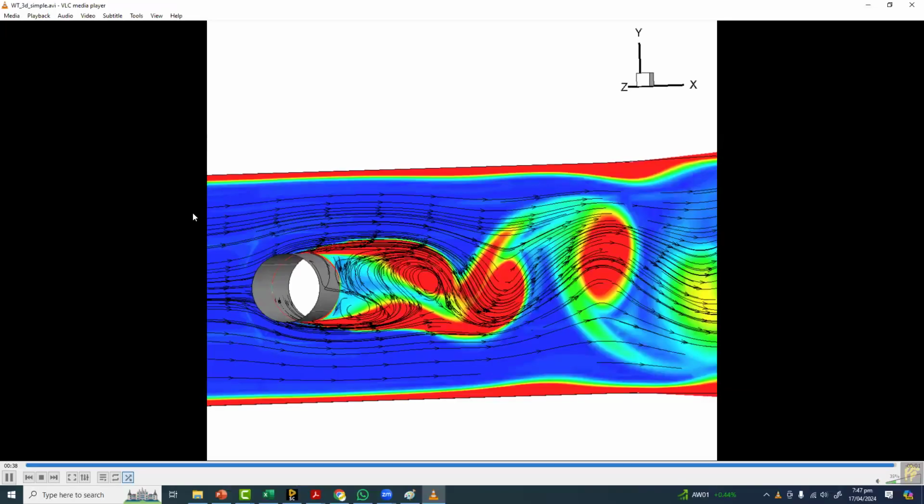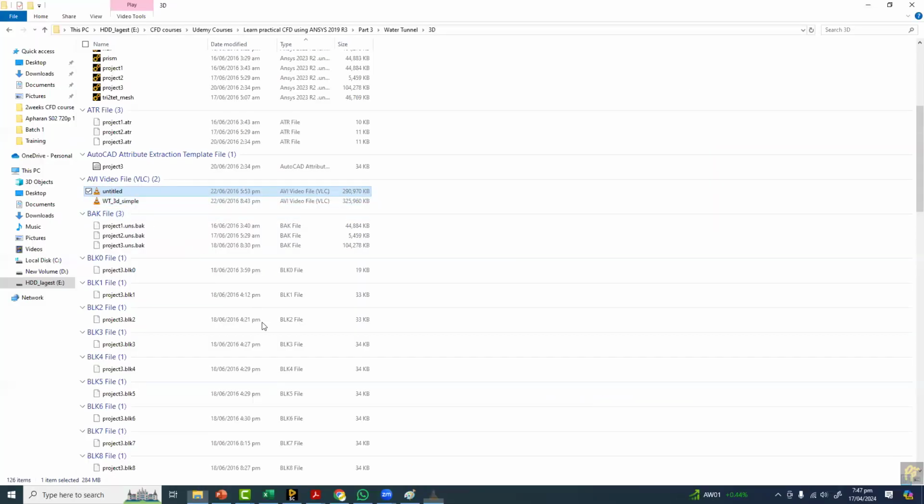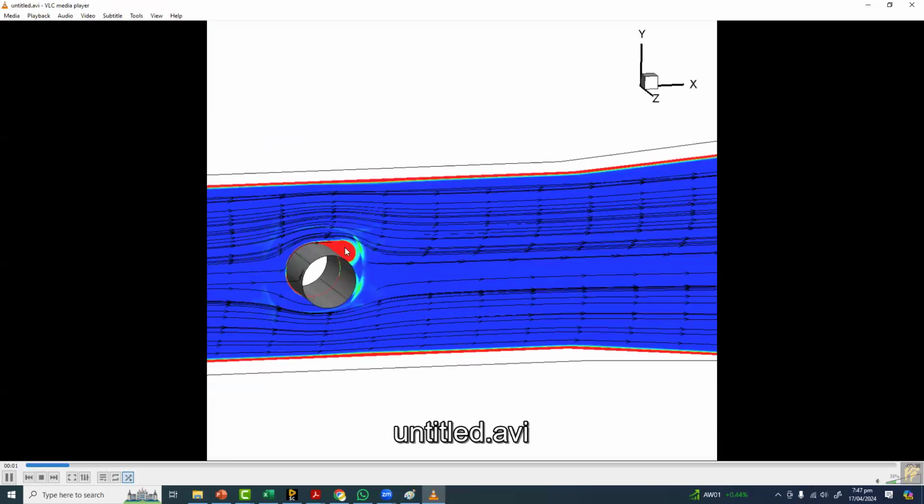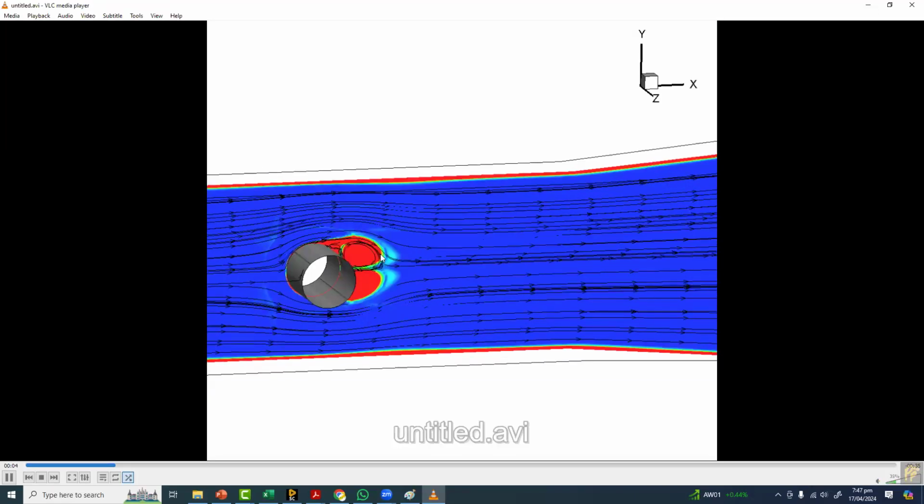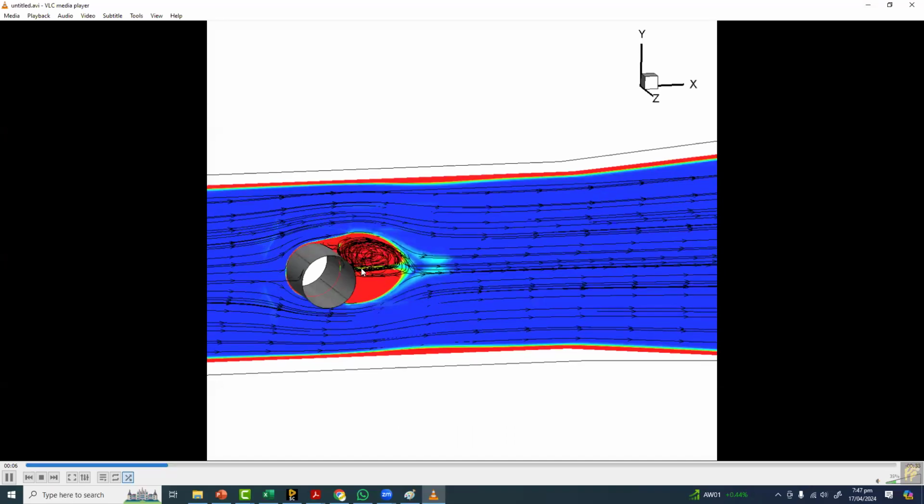Okay, I can show you another simulation. Yes, this is with the vortex also enabled. The flow is establishing. Now you can see the flow is going in the third dimension as well.